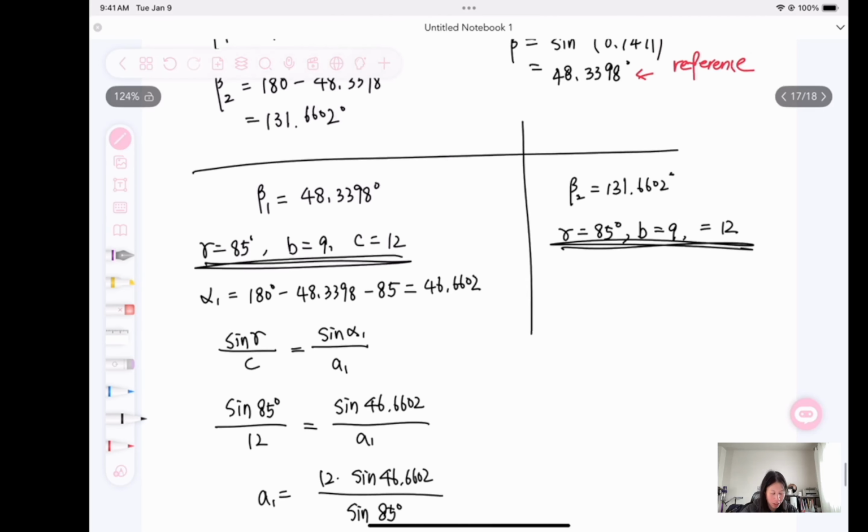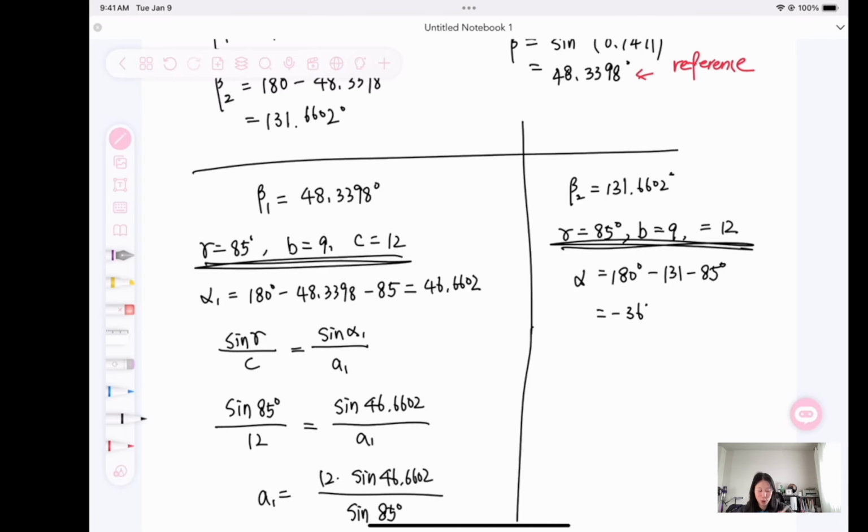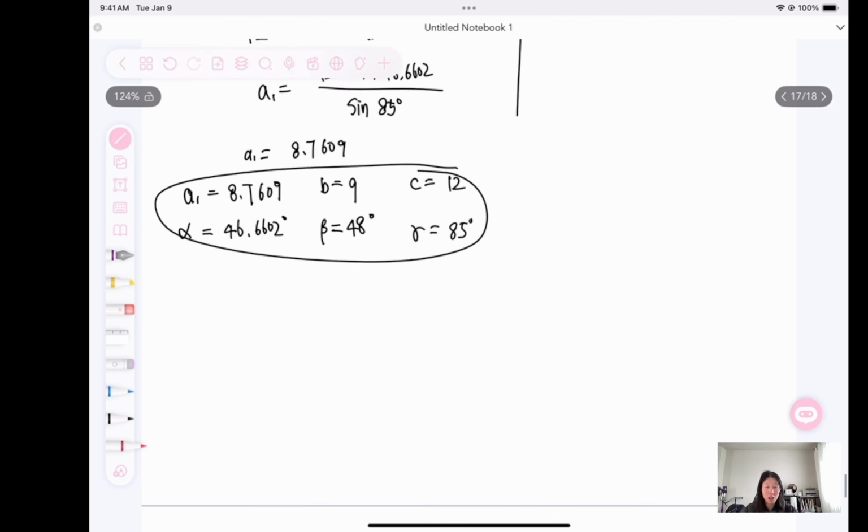Now let's check this one. We have a beta and the alpha. Now a gamma, sorry. Now let's find alpha. Alpha equals 180 degrees minus 131 for beta minus 18.5. Oh, this is not going to work because this is going to be a negative angle. We can't have a negative angle. So that means the second solution won't work. So that means that's the only one solution that we have. It's going to be this set.